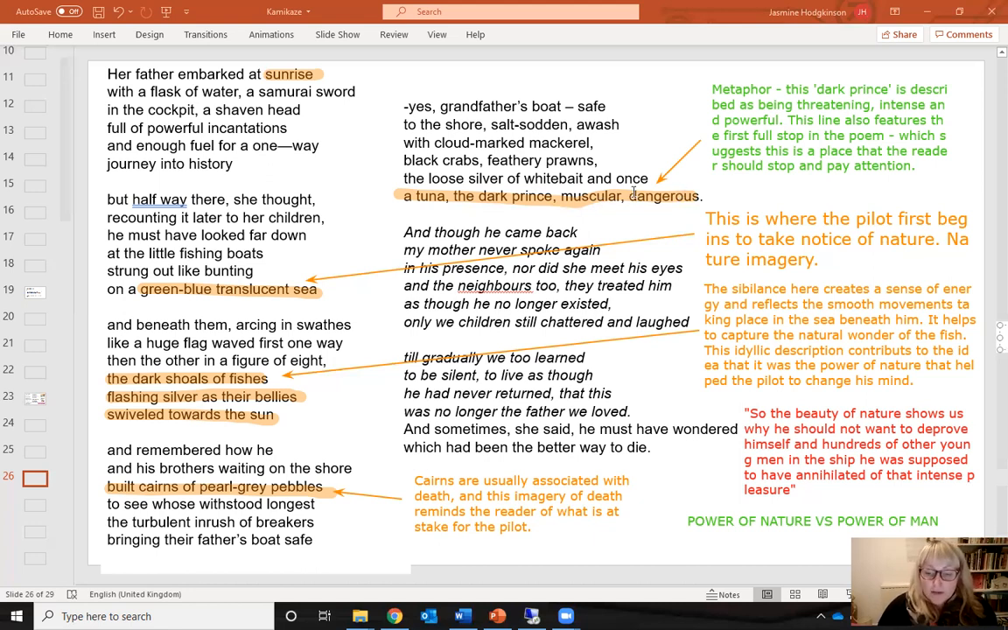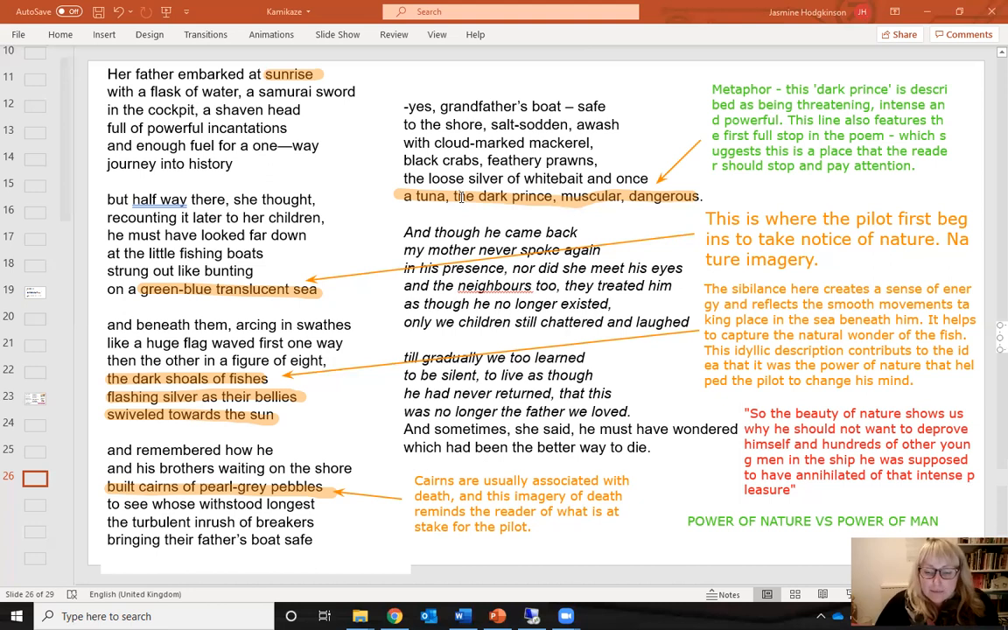So at this point, the daughter is recounting what the grandfather would have brought back on the boat. We've got mackerel, black crabs, feathery prawns, the loose silver of whitebait, and once a tuna, the dark prince, muscular, dangerous. And this is a really interesting description of this tuna, right, the fish. It is a metaphor, okay?